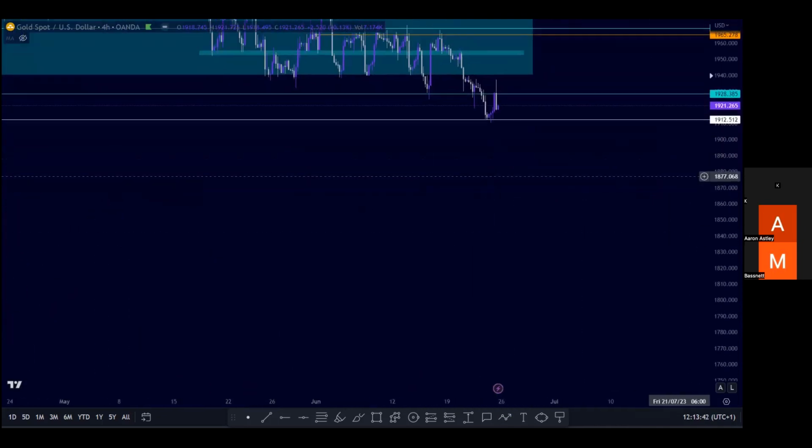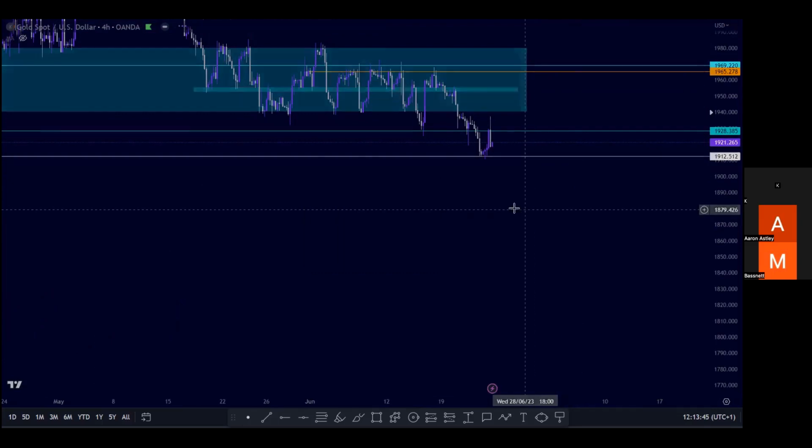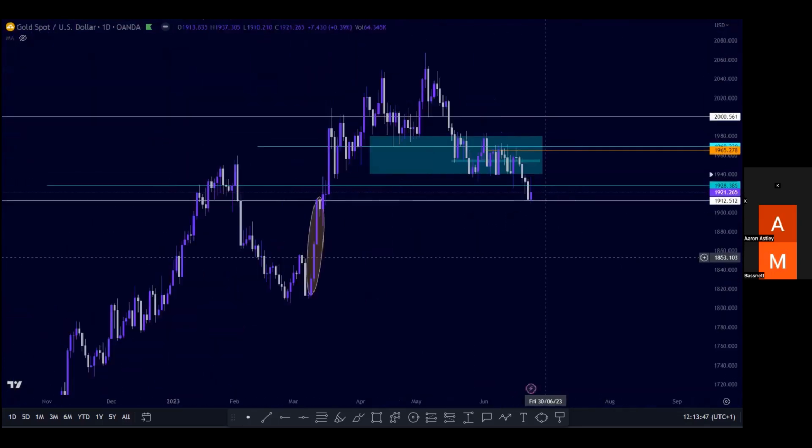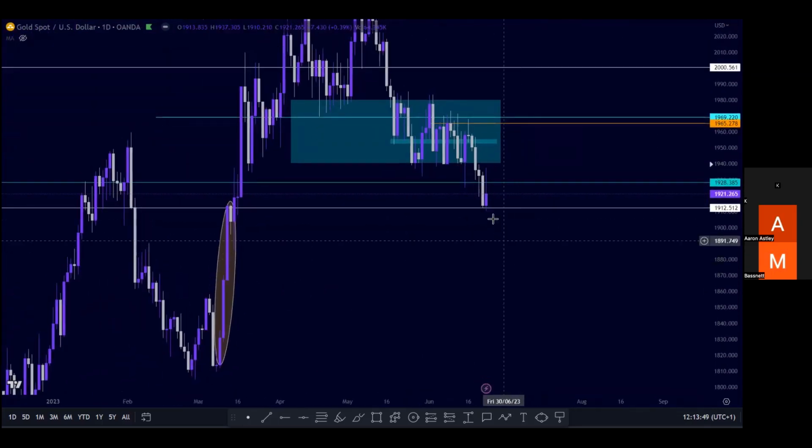I'll be waiting to see if the 1912500 area can hold. If the 1912500 area does hold, then we could potentially see a retest of this consolidation.